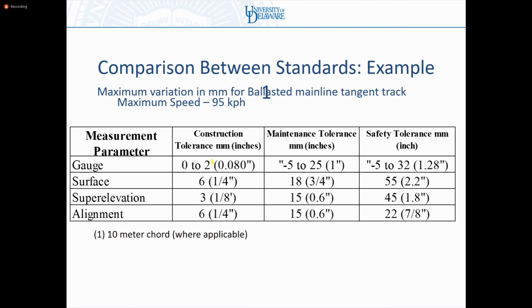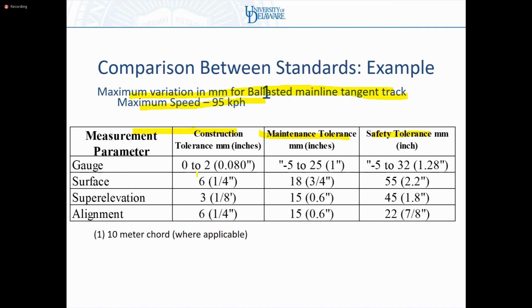So let's give you an example of what this means. This is an example that I took. I forget where I took it from. It may have been Israel Railways for all I remember. A ballasted mainline tangent track, maximum speed 95 kilometers per hour. Here are my construction standards. Here are my maintenance standards. Here are my safety standards.